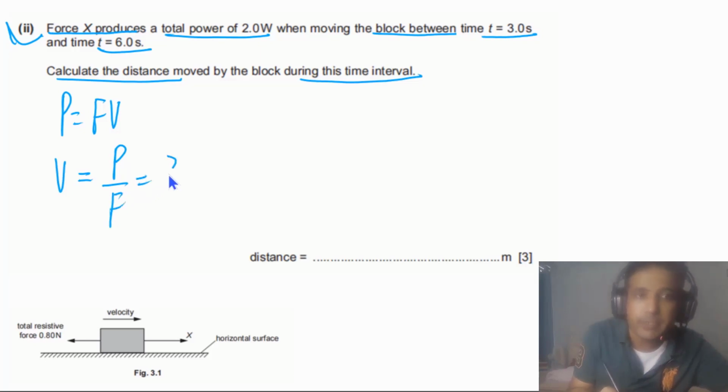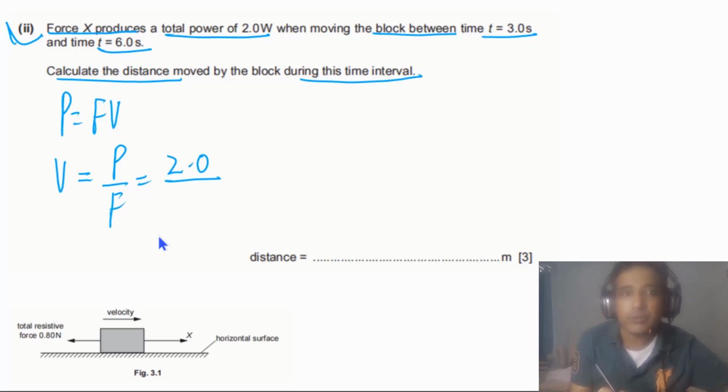So we have value of power developed, that is equal to 2.0 watts, and the force between t = 3.0 seconds to t = 6.0 seconds. Applied force is equal to 0.8. So we can calculate value of v. So value of v in this case will be equal to 2.5 meters per second.